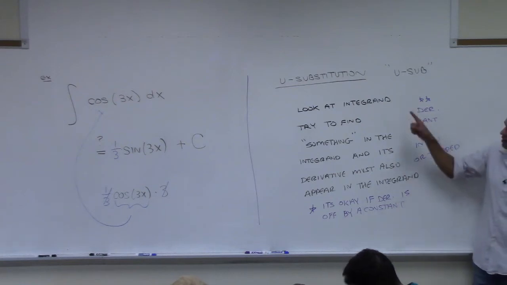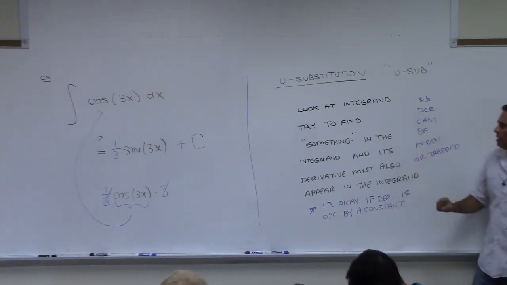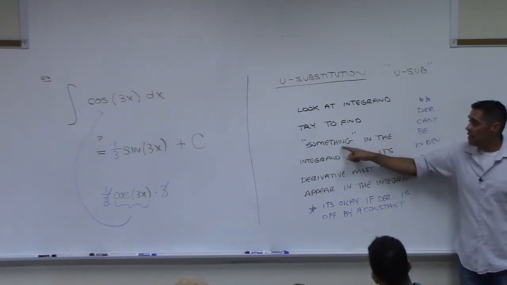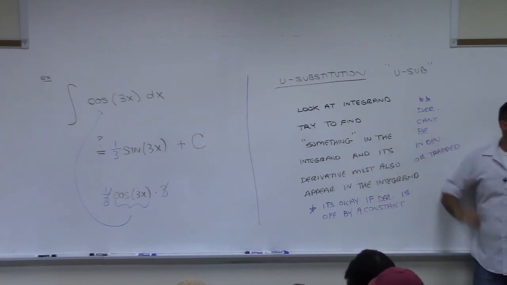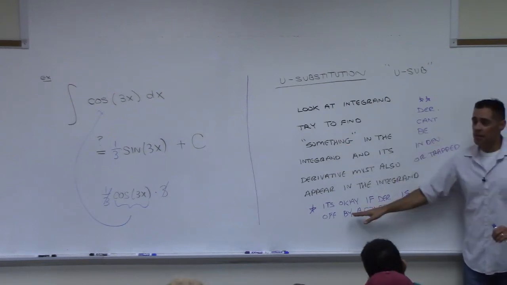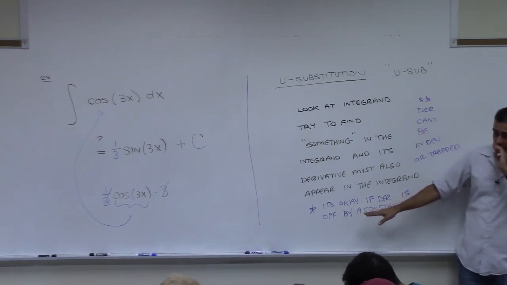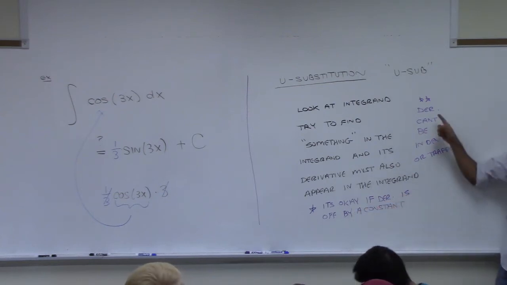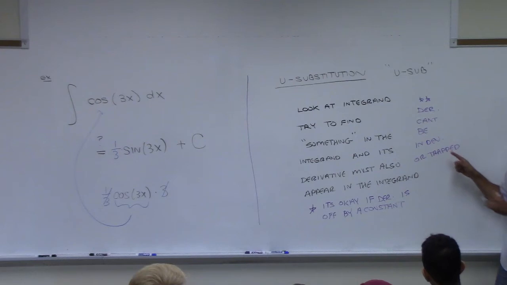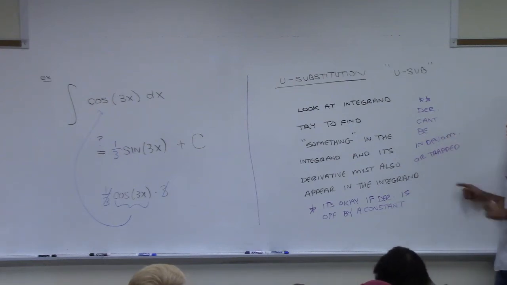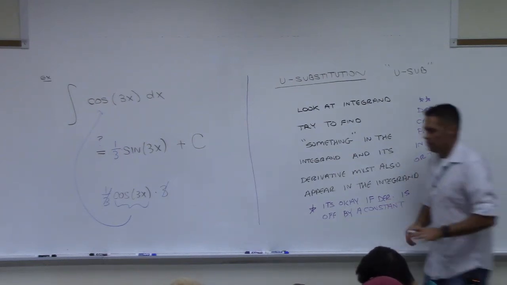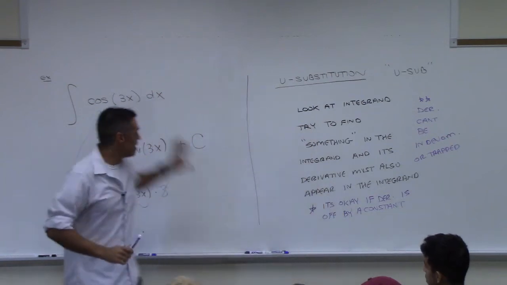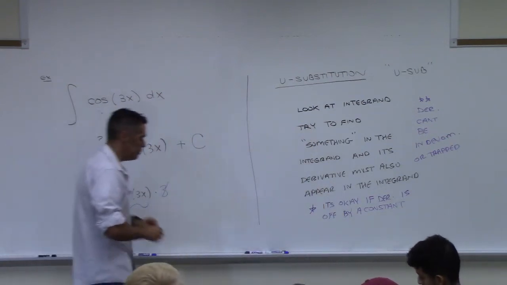So we're going to look in the integrand. We're going to try and find something. And we also want to see the derivative of that something in the integrand also. It's okay if that derivative that we see in there is off by a constant, but the derivative that we see can't be in the denominator or trapped. Okay, I'm going to start with a whole new example. We'll get back to this one, but let me just start with a whole new example.